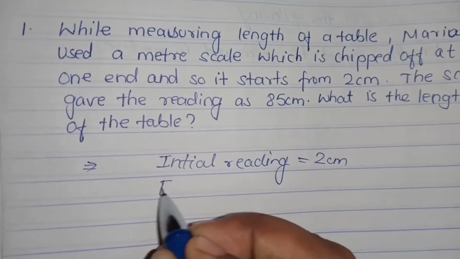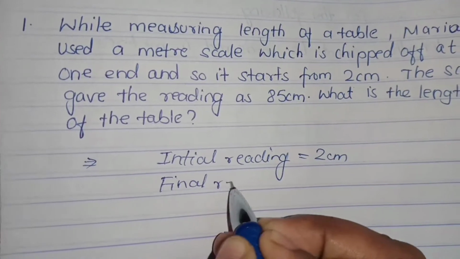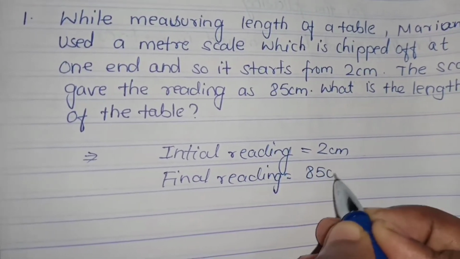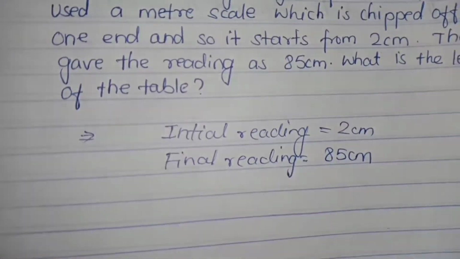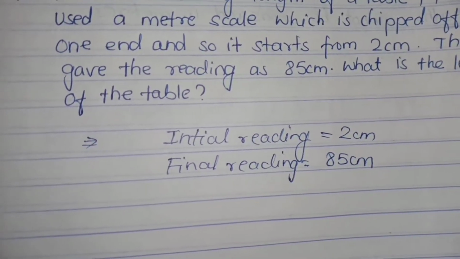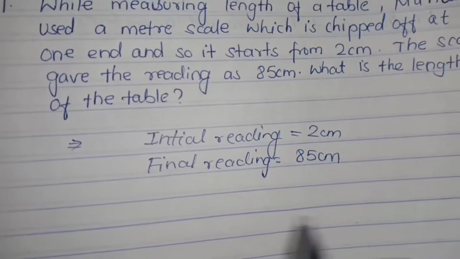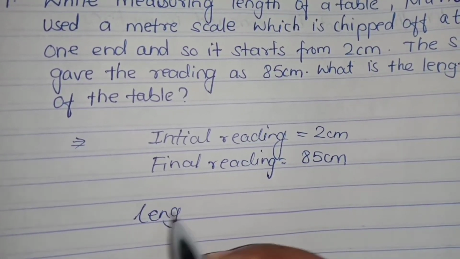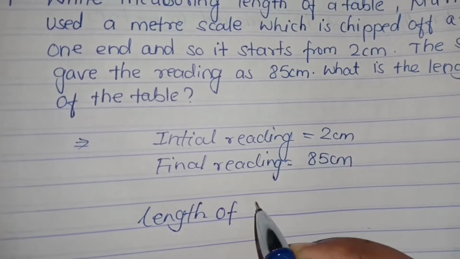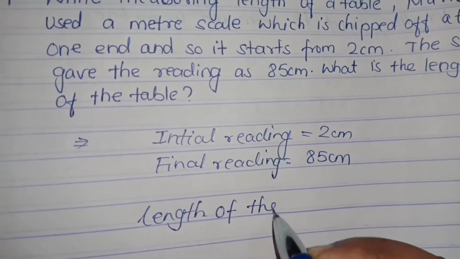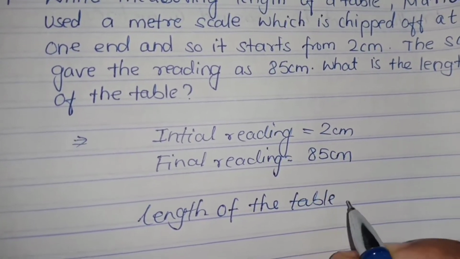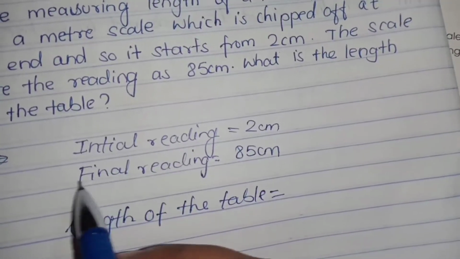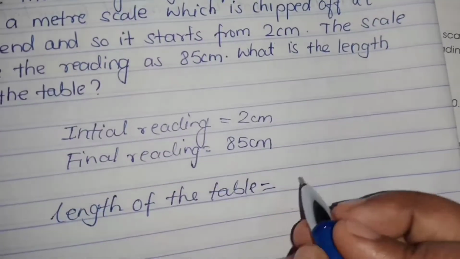So we will write this: final reading is equal to 85 centimeter. But she wants the length of the table. So now we are going to find the length of the table. Length of the table is equal to final reading minus initial reading.